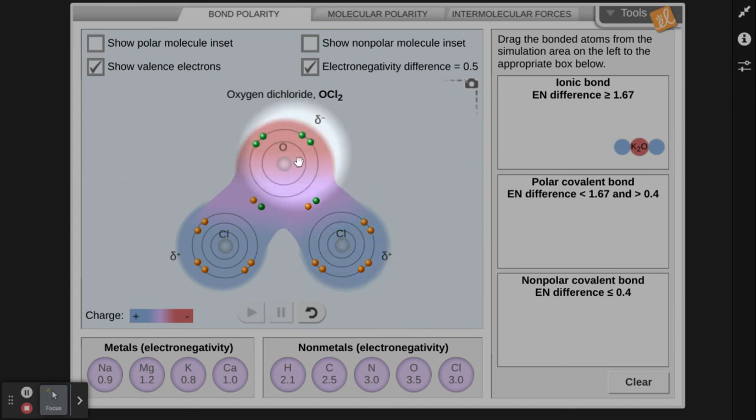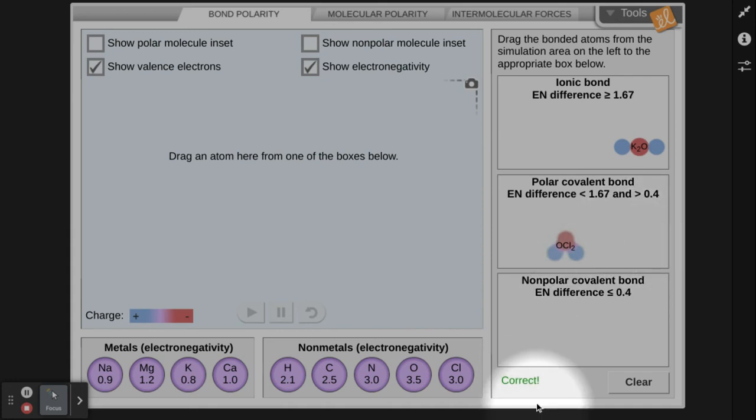So we would indicate the partial negative, not a true negative, because these are not ions, with a partial negative sign. And because I calculated the difference between the pulling on the electrons between Cl and O, I can see this is a polar covalent bond. So I drag the molecule here and check that I'm correct.